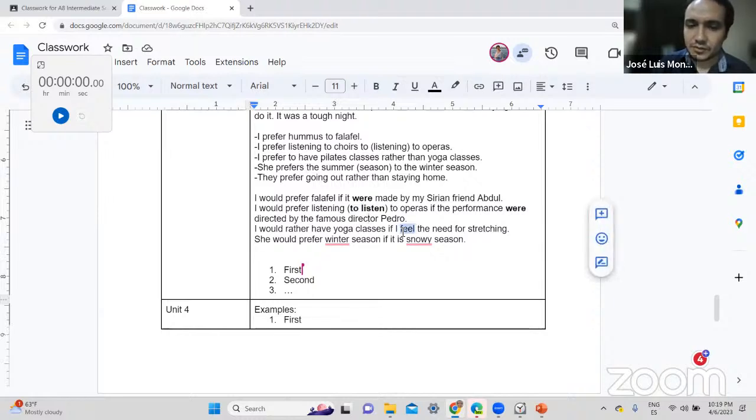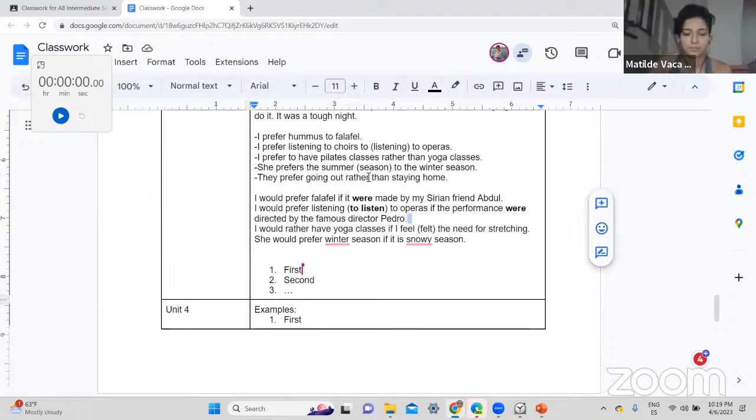The same here. If you want to use, actually, I'd rather have yoga classes if I felt. Yes, actually, you can optionally use not the past, but the present unreal, felt. And here the same correction as above, right? The article the, and not necessarily using season. That's it. Those are my observations there.